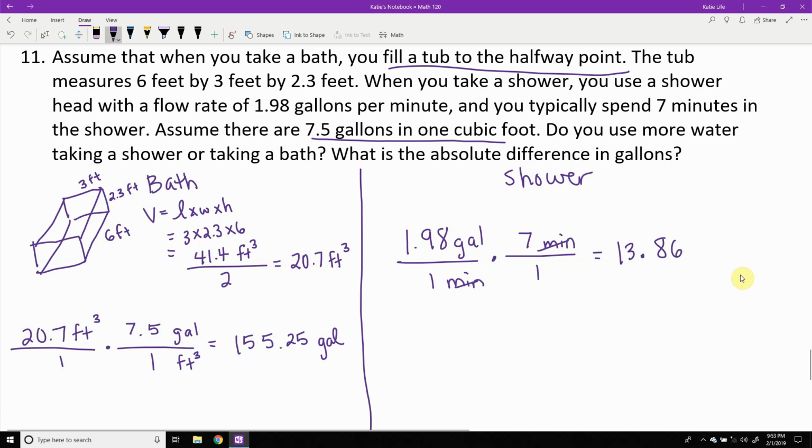Okay, so obviously we're going to use a lot more water taking a bath. So let's find the absolute difference in this amount. We're going to do 155.25, and we are going to subtract the 13.86. That is an absolute difference of 141.39 gallons.